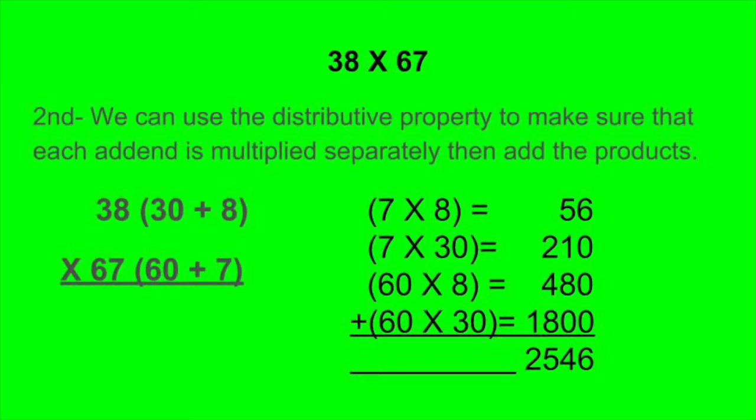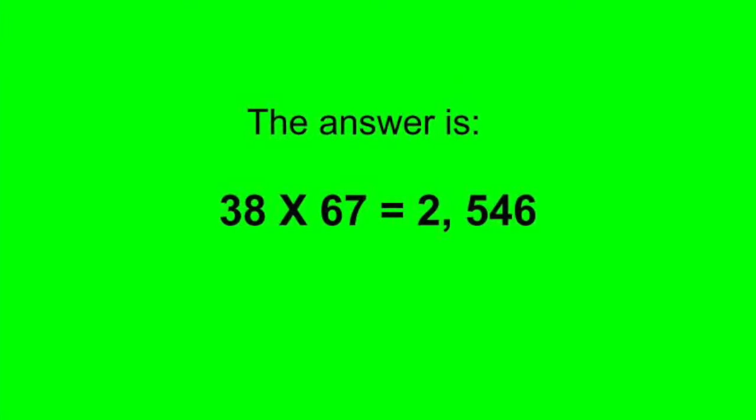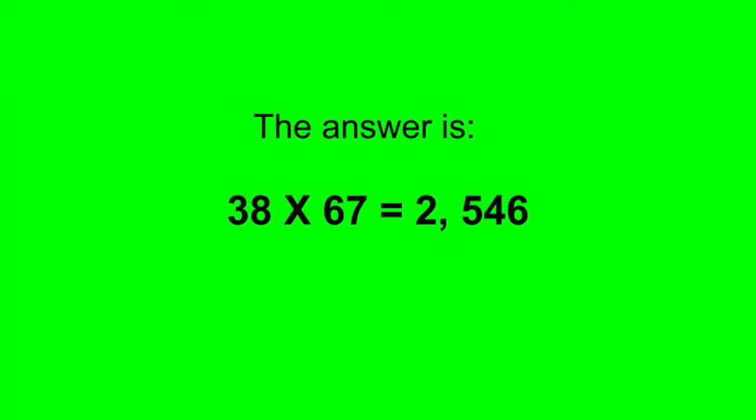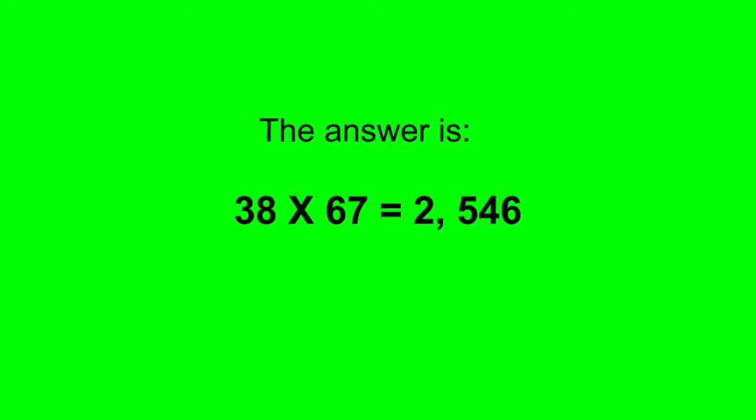We'll say 7 times 8, which is 56, 7 times 30, which is 210, 60 times 8, which is 480, and 60 times 30, which is 1,800. All these numbers add up to 2,546. So our answer is 38 times 67 is 2,546.